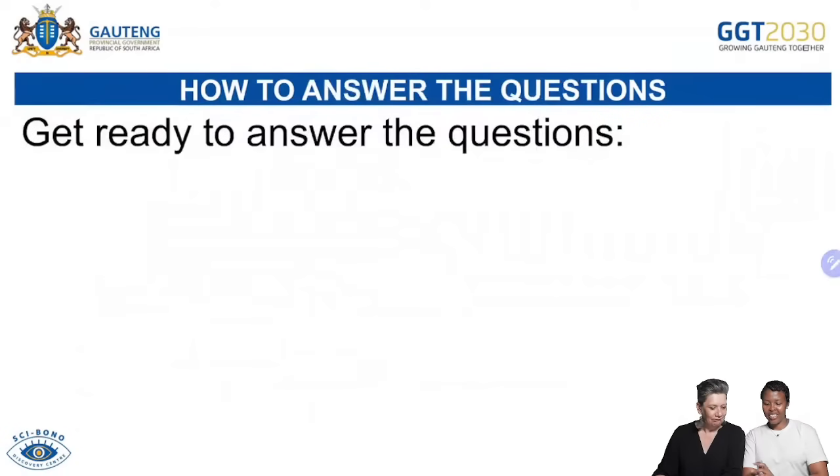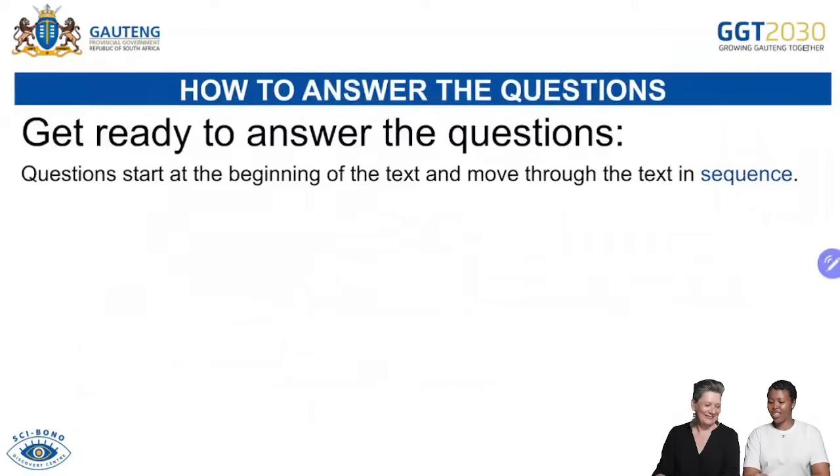Exactly. Now, get ready to answer the questions. You've taken all these steps and you're ready to answer your questions. You have your pen, you have your exam paper, you have your question paper. Questions start at the beginning of the text and move through the text in sequence, Grade 12s. As has been said, when it guides you to look into paragraph 1, for example, it means that we follow the order of the text.